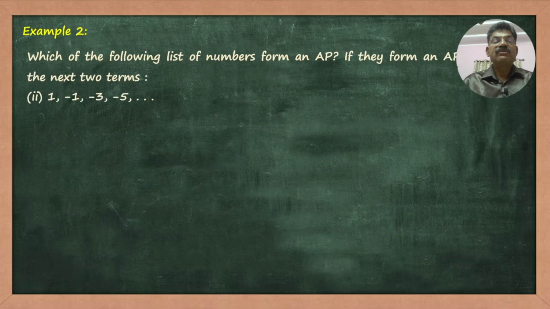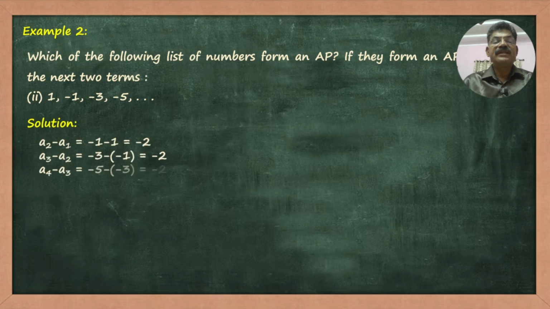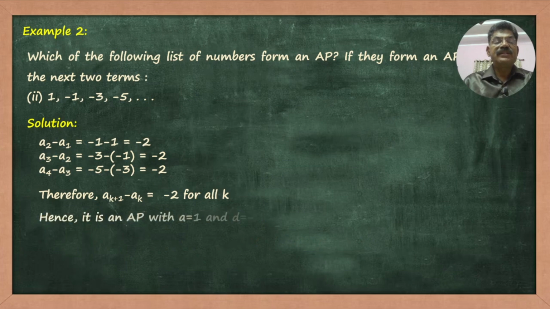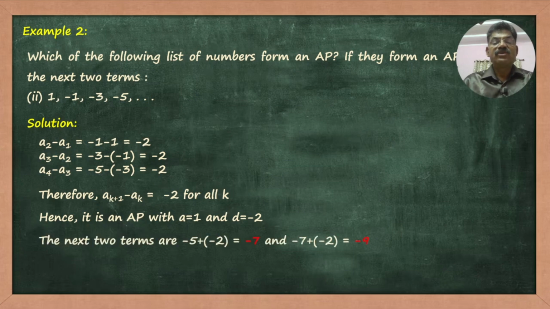Next, 1, minus 1, minus 3, minus 5 and so on. So, you can find the common difference. A2 minus A1 is equal to minus 2. A3 minus A2 is also minus 2. A4 minus A3 is also minus 2. To ensure that the common difference is minus 2, I consider the possible 3 pairs. Therefore, common difference is minus 2. To find the next two terms, you have to add minus 2 to minus 5. So, minus 7. Again, next term, minus 7 plus minus 2, minus 9.